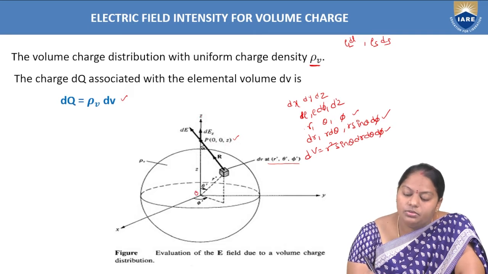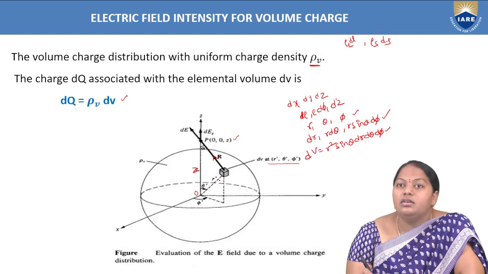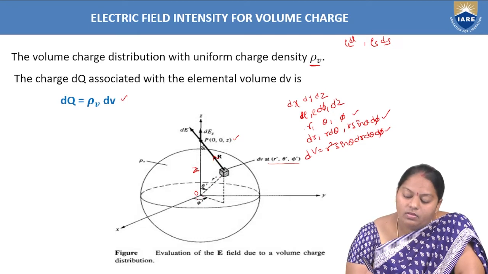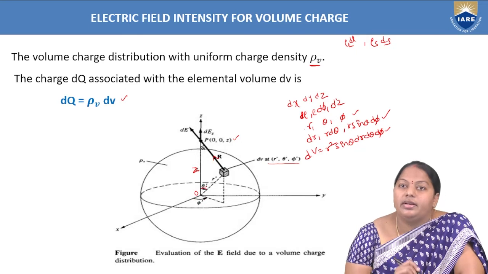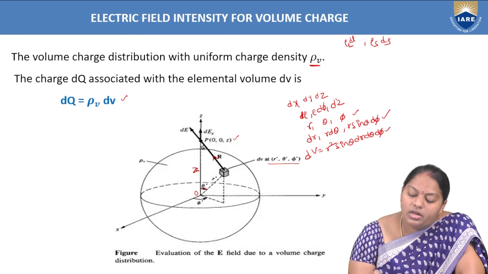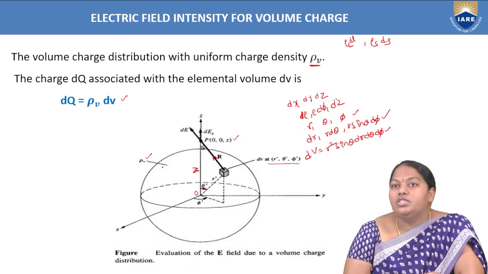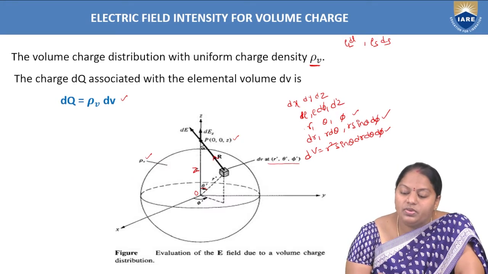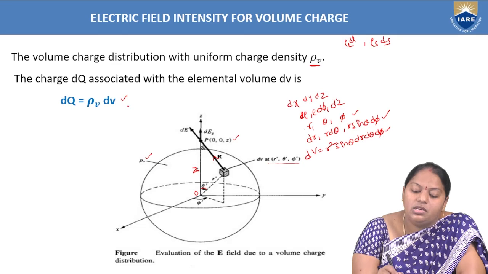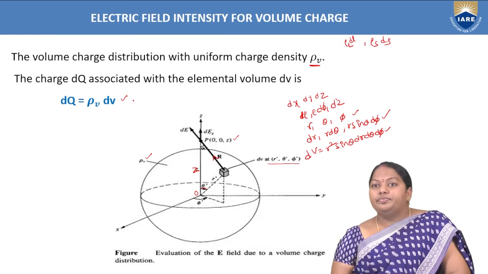From the origin to the field point P, the distance is given by Z, and from this cubical object at dv to the point P, the distance is given by R. From the origin to this object, r dash is the distance, right? The angle measured here is phi dash, and from here it is theta dash, right? Throughout the spherical region, the volume charge density rho v is uniformly distributed. From this figure, we have considered the differential component as dq equal to rho v into dv.